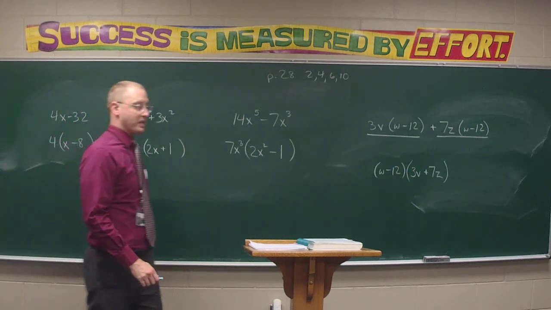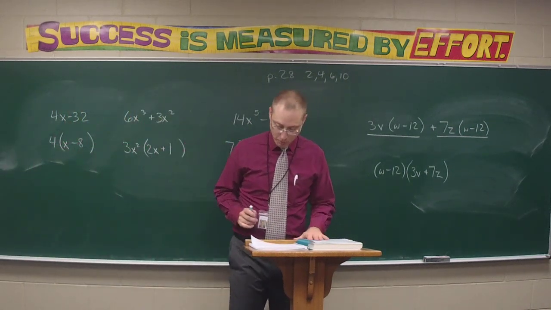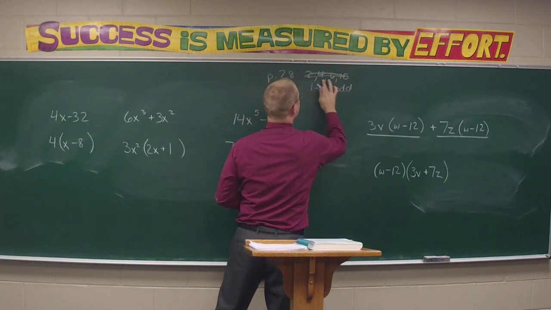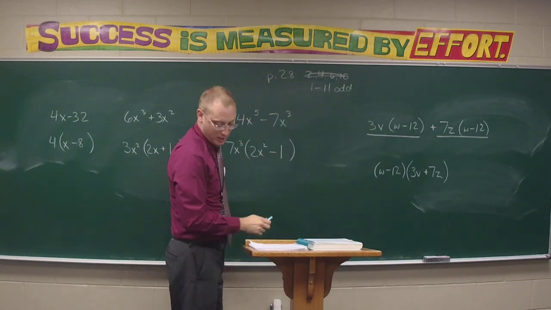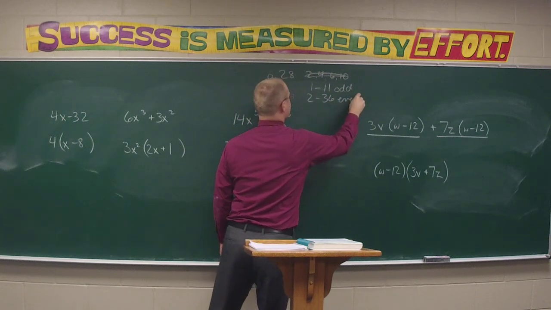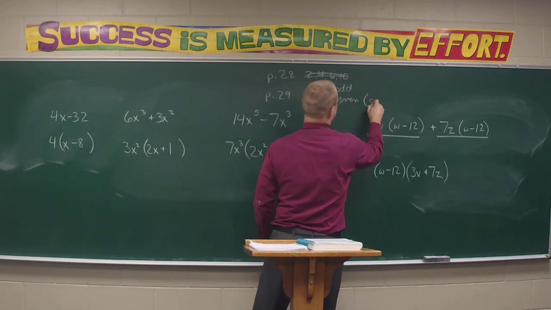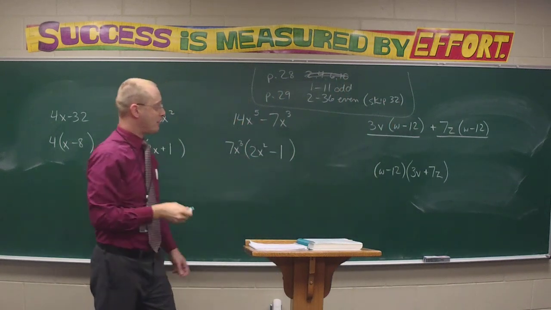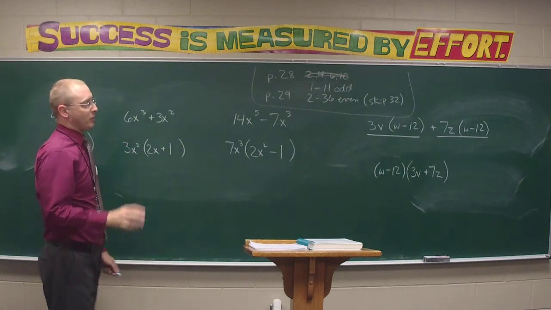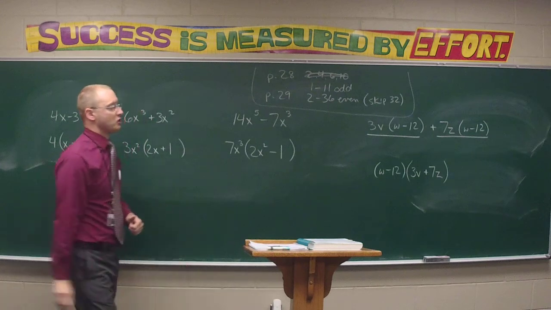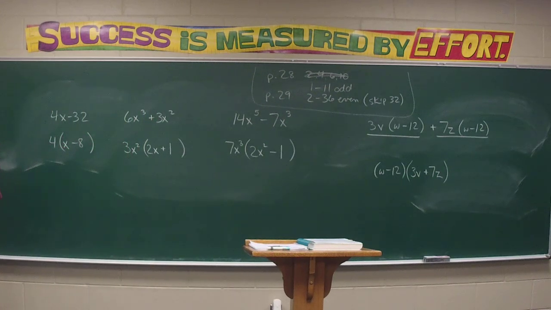Homework for this evening, you're going to do the odds in the same little section, page 28, 1 through 11 odd. And then on page 29, I want you to do numbers 2 through 36, the even, but you can skip number 32. It's a triple distribution. You've already got one other one in that section. I don't want to waste your time tonight. You need the other practice. I don't think you need that much extra practice on that concept. So page 28, 1 through 11 odd, and page 29, numbers 2 through 36, the even, but you're skipping number 32. Have a wonderful rest of your day, and you are dismissed.